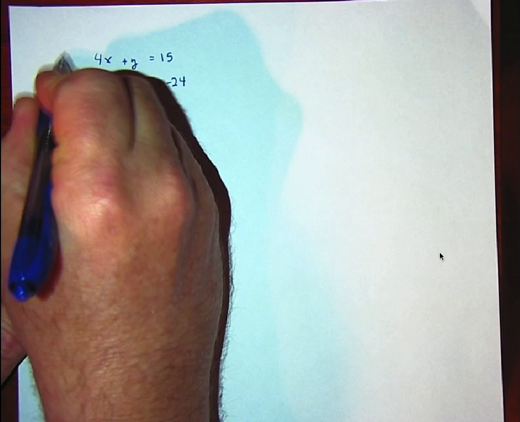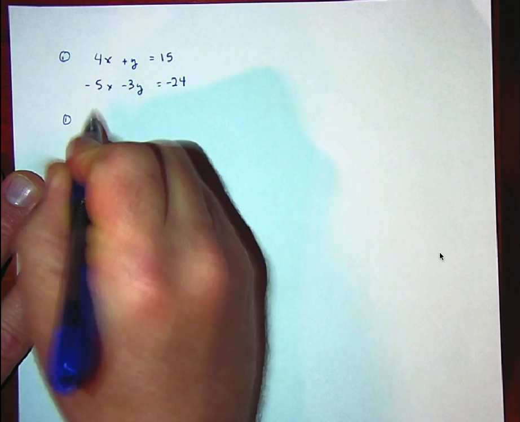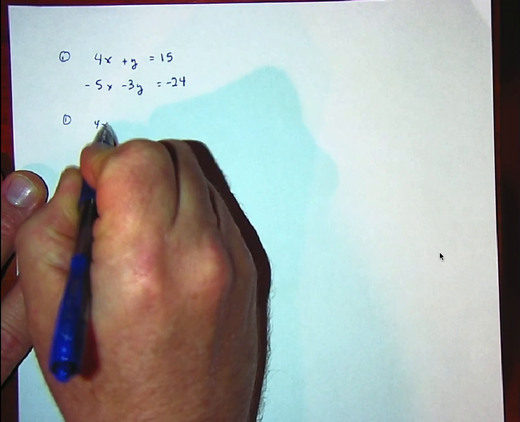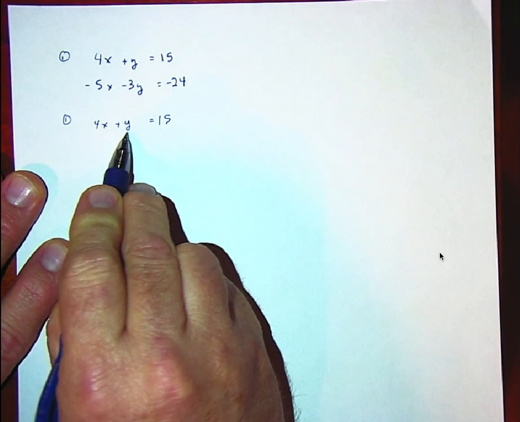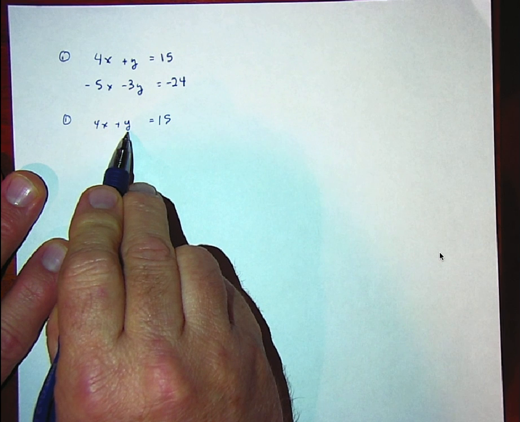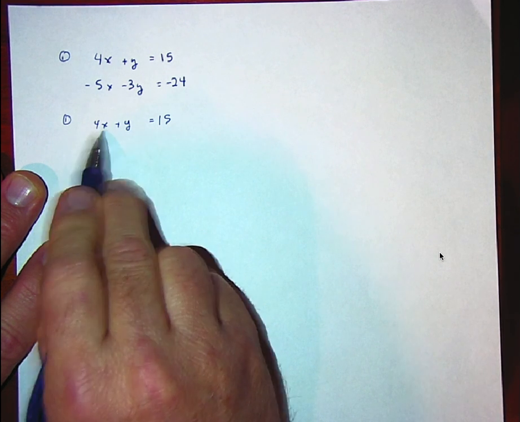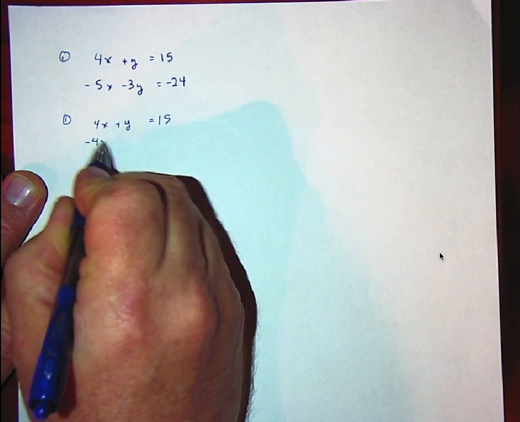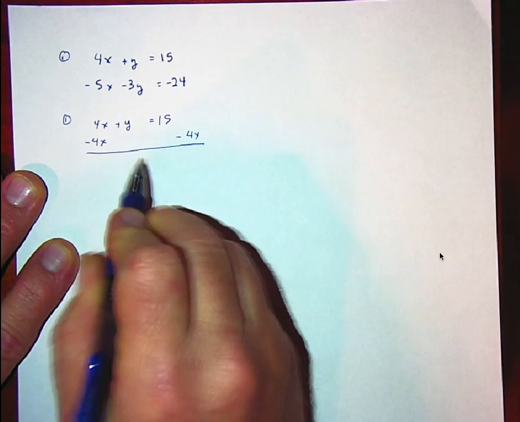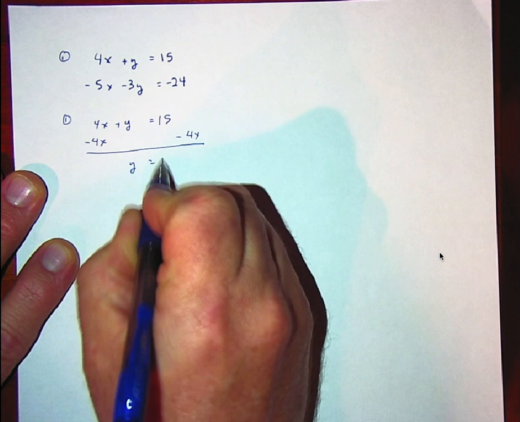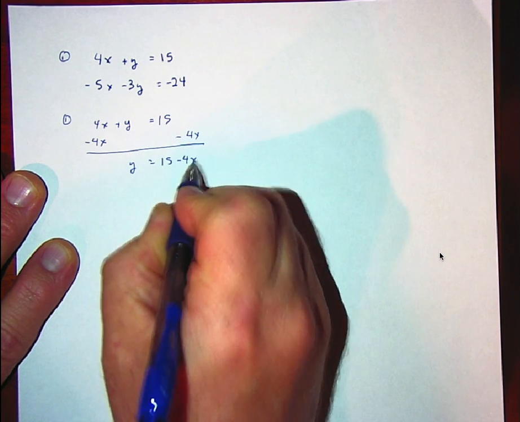So I'll take this first equation and I'll rewrite it. 4x plus y is equal to 15. And now to get the y by itself, I need to do the inverse operation. Here I'm adding 4x, so I'll do the inverse operation, which is to subtract 4x minus 4x. Draw my line. You end up with y is equal to 15 minus 4x.